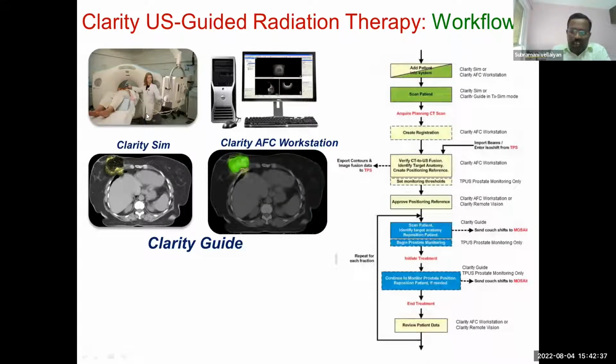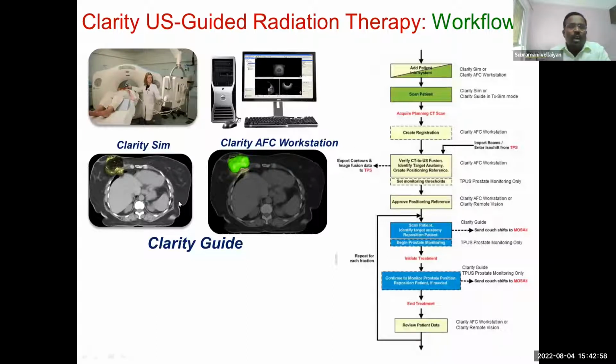First you scan the CT. Immediately after the CT scanning, just make sure that without moving the patient, the ultrasound should be scanned. That ultrasound will be the reference image, and that will be sent to the AFC, that is the automatic fusion and contouring workstation of the Clarity.